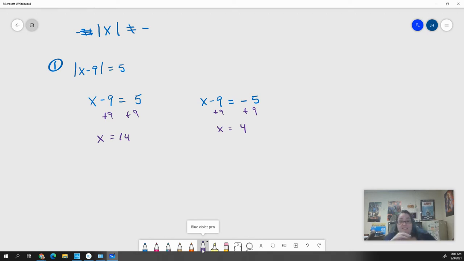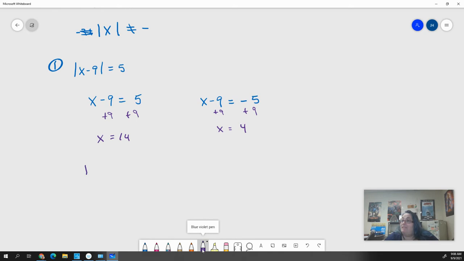The last piece that it asks us to do is to check for extraneous solutions. All that means is we're going to take these and plug them in here and see if they work. Do you have to show that on every problem? No. Most of the time you can mentally do it, right? But I'm going to show it to you for the sake of being a teacher and all.